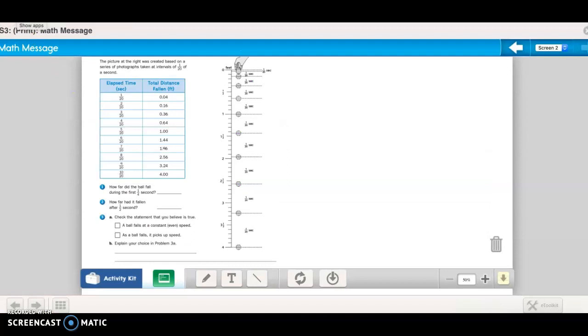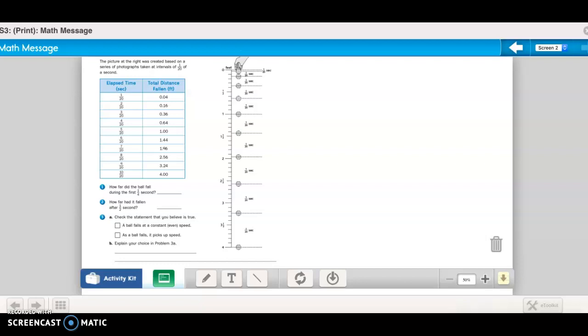So on page 339, you'll notice that we have an image on the right that shows a ball being dropped. I'm going to read the journal page to you, and then I'll give you some time to work on this on your own. So it says the picture at the right was created based on a series of photographs taken at intervals of 1/20th of a second.